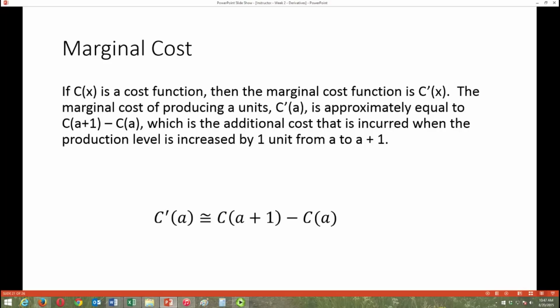If you want to think of C prime of a as the slope of the tangent line at point a, then a good estimate for this slope is to calculate the slope between the points a and a plus 1. This slope would give us our change in y, which would be C of a plus 1 minus C of a, which is what we have here, and our change in x would be a plus 1 minus a, which simply equals 1 because the a's cancel. Hence the reason our right hand side is equal to just C of a plus 1 minus C of a, and gives us a good approximation for C prime of a.